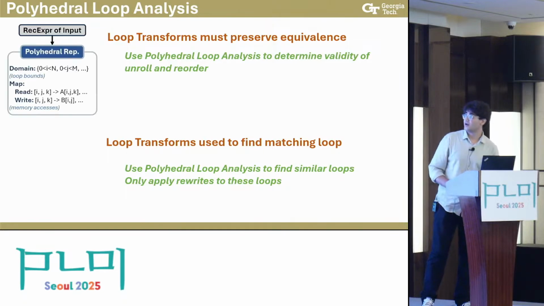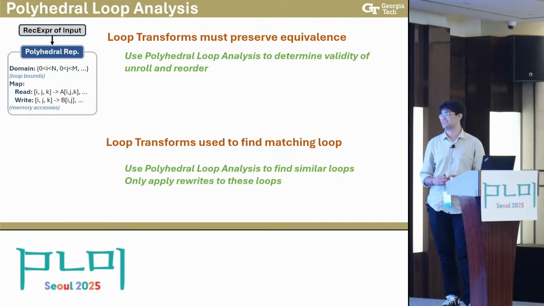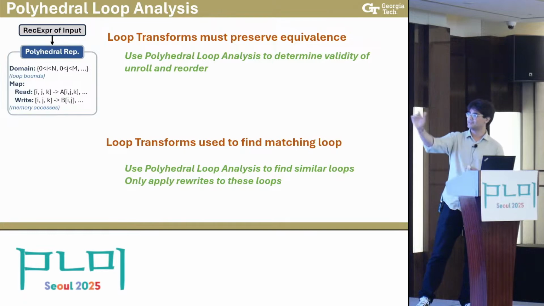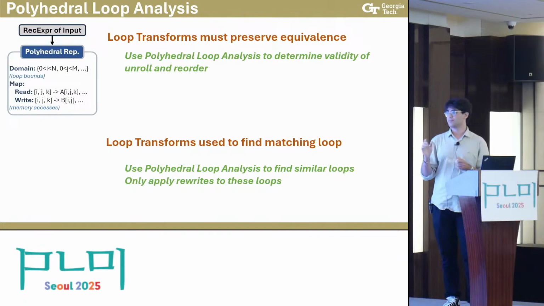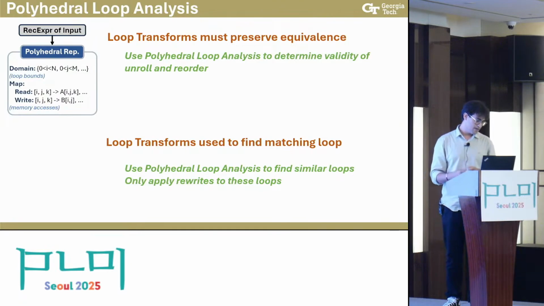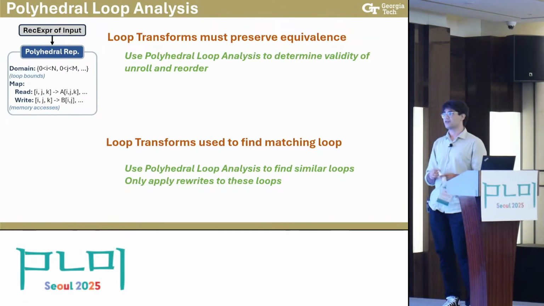But before that, the key part of polyhedral loop analysis is the polyhedral representation of our loops. I don't know how familiar the audience is with this, but basically you have a domain for a nested loop, and this is the space for each of your iterators. It's just effectively your loop bounds. And then you also have a map which says how the iterator space maps to memory accesses, both reads and writes.